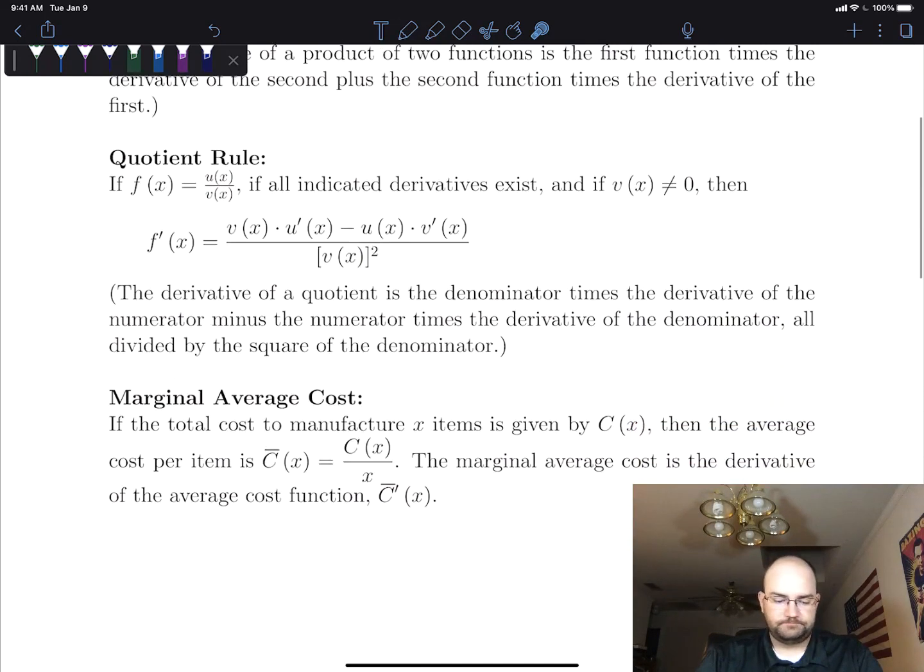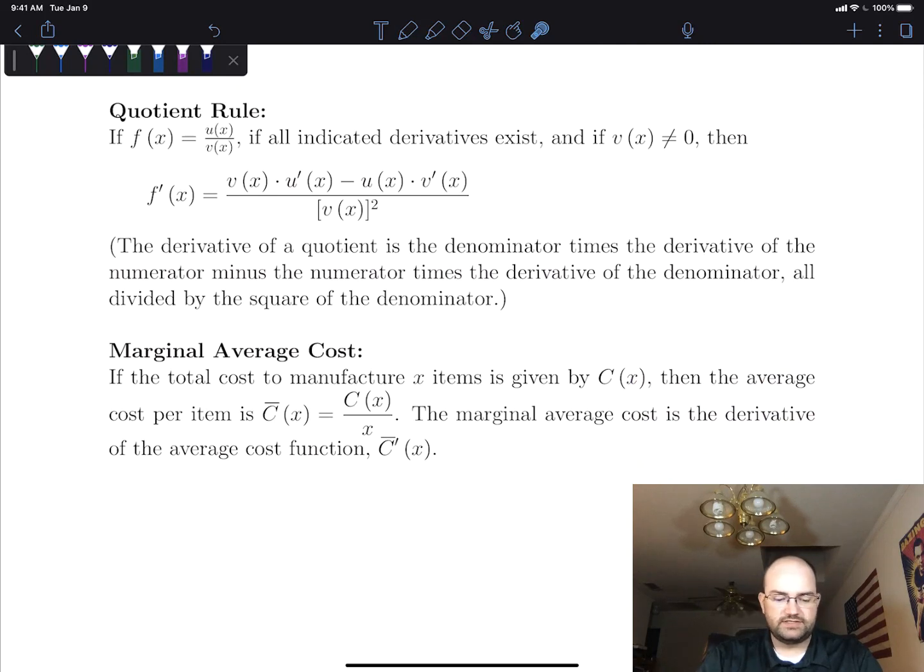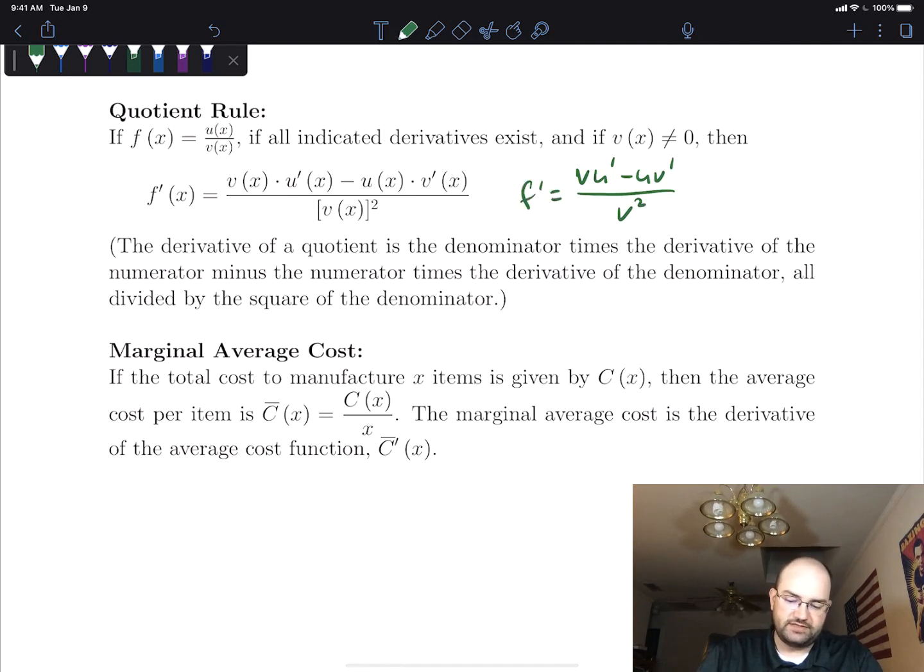That's the product rule. The quotient rule is if it's a quotient of two different functions and both derivatives exist, and also v of x is not equal to 0, then f prime of x is the following. V u prime minus u v prime all over v squared. It's a little easier to see that way. In words, the derivative of the quotient is the denominator times the derivative of the numerator minus the numerator times the derivative of the denominator, all divided by the square of the denominator.